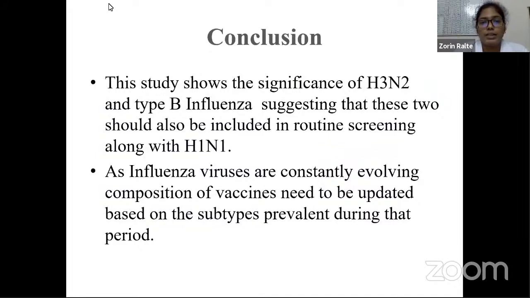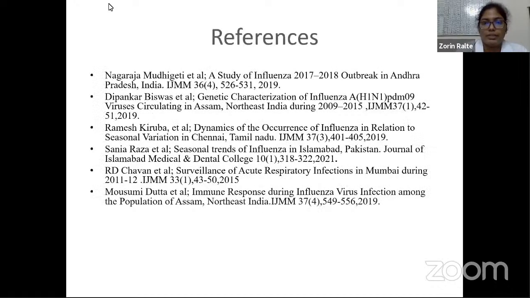Conclusion. This study shows the significance of H3N2 and type B influenza, suggesting that these two should also be included in routine screening along with H1N1. As influenza viruses are constantly evolving, composition of vaccines need to be updated based on the subtypes prevalent during that period. These are my references.